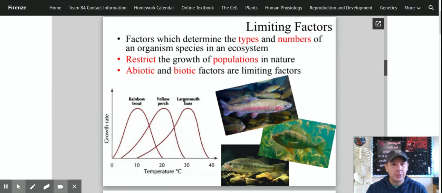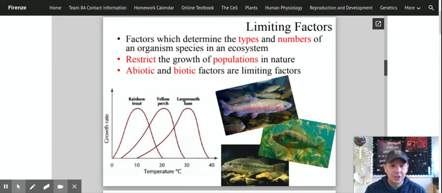Limiting factors do exactly what they say. They are factors that limit the types and numbers of organisms that can live in an ecosystem. They restrict it. They prevent the population from totally exploding out of control. And that's what we're going to talk about today. What are some of these limiting factors?